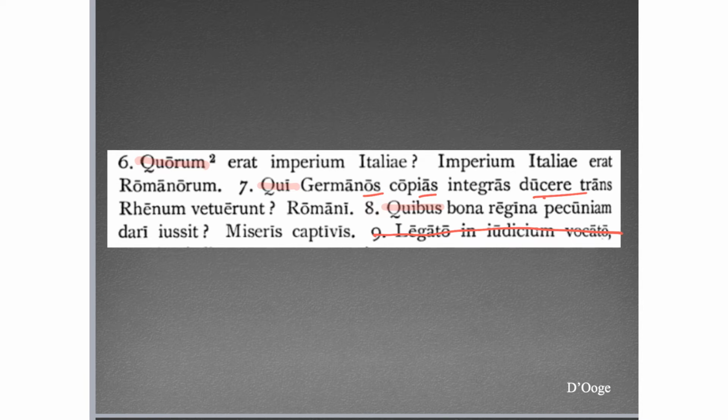All right, and then number 6, whose was power over Italy? Whose was the power over Italy, i.e. who controlled Italy? All right, and then the answer, a full sentence here, the power of Italy was the Romans', right? Romans apostrophe s. But note that quorum is genitive plural, as is Romanorum, to match up.